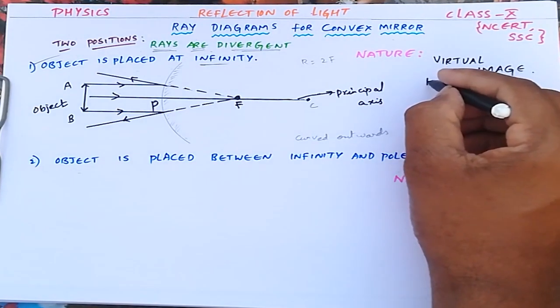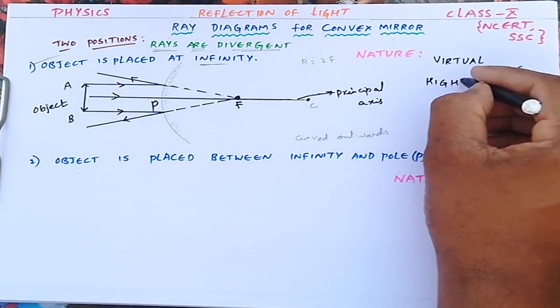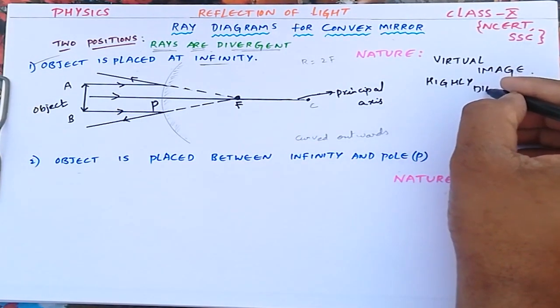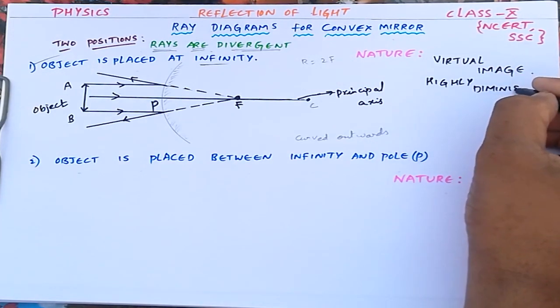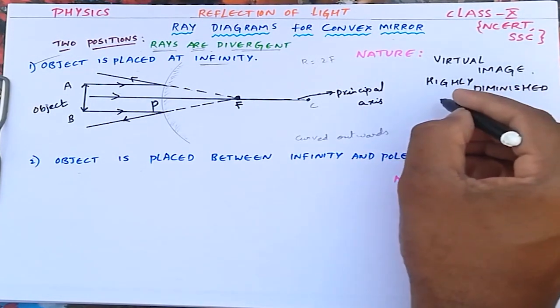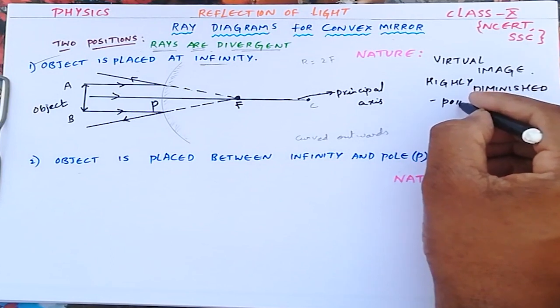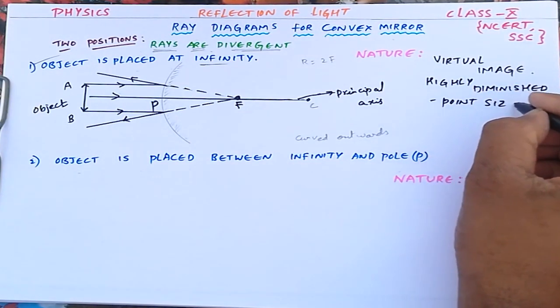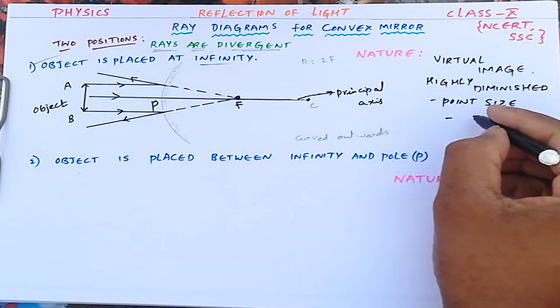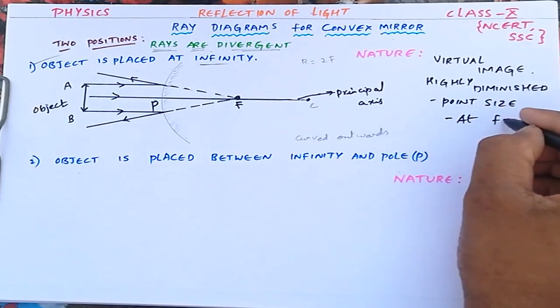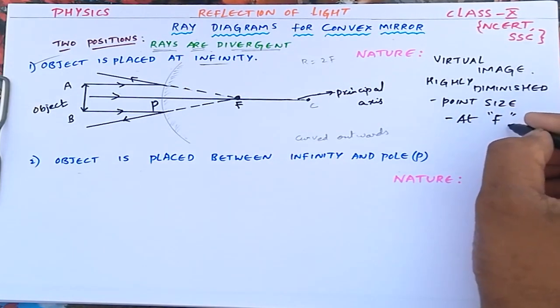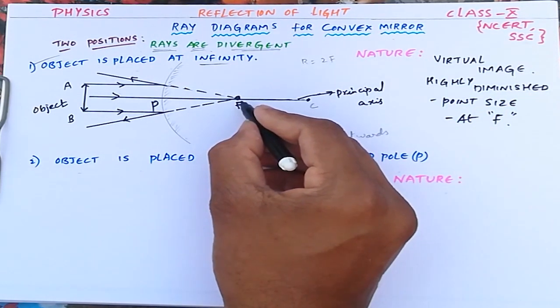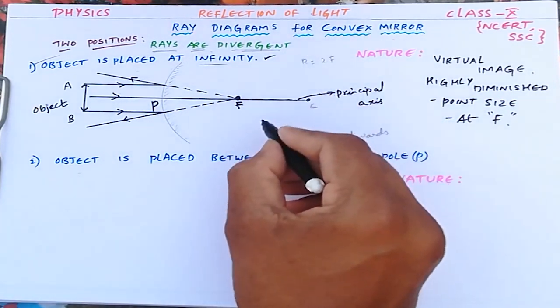So this is a virtual image. And if you observe, this is highly diminished, very small, point size. And this is at focus, where the image is found is at F. So the infinity position I explained.